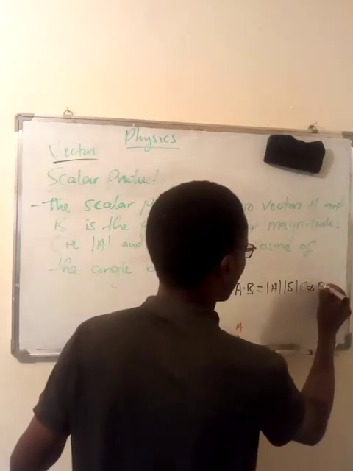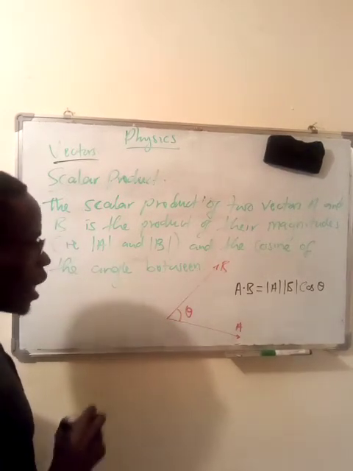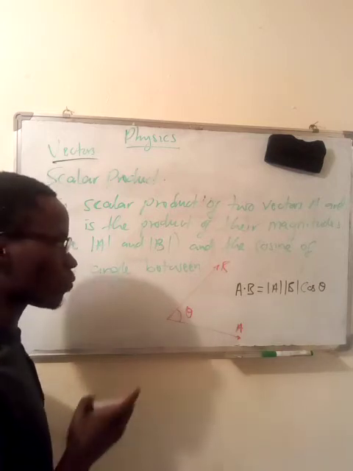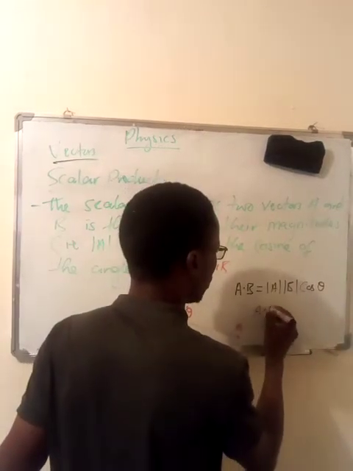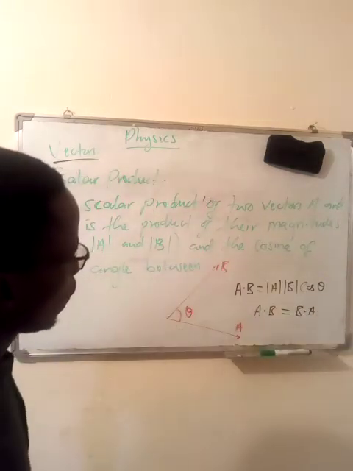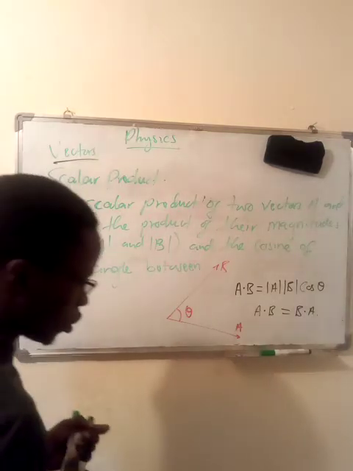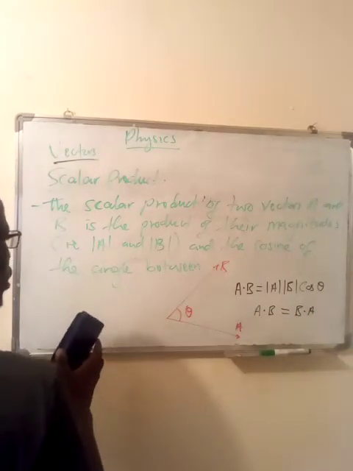Now we should know that the dot product is commutative. It doesn't matter which one you start with, whether you start with A or you start with B. It is one and the same thing. So A dot B is equal to B dot A. Those are the key concepts that you need to understand at this point as you look at the dot product of two vectors. Now, let's continue and look at parallel and perpendicular vectors so that we are able to apply those concepts as we get deep into these scalar product concepts.